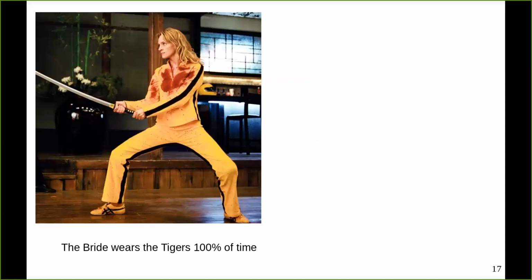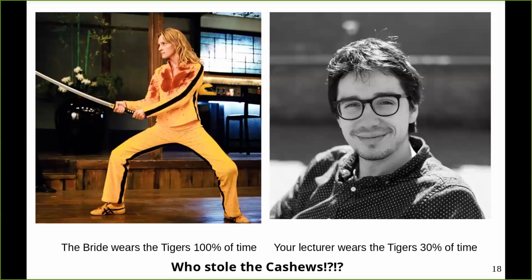Well, it turns out that Uma Thurman in the movie Kill Bill, where her nickname is The Bride, wears the tigers 100% of the time, right? However, your lecturer also wears these tigers. I'm not wearing them at the moment, but some of you might have seen them on me. And your lecturer wears these tigers 30% of the time. So the real question here is, who stole the cashews? I think you all by now know what the true answer is going to be.